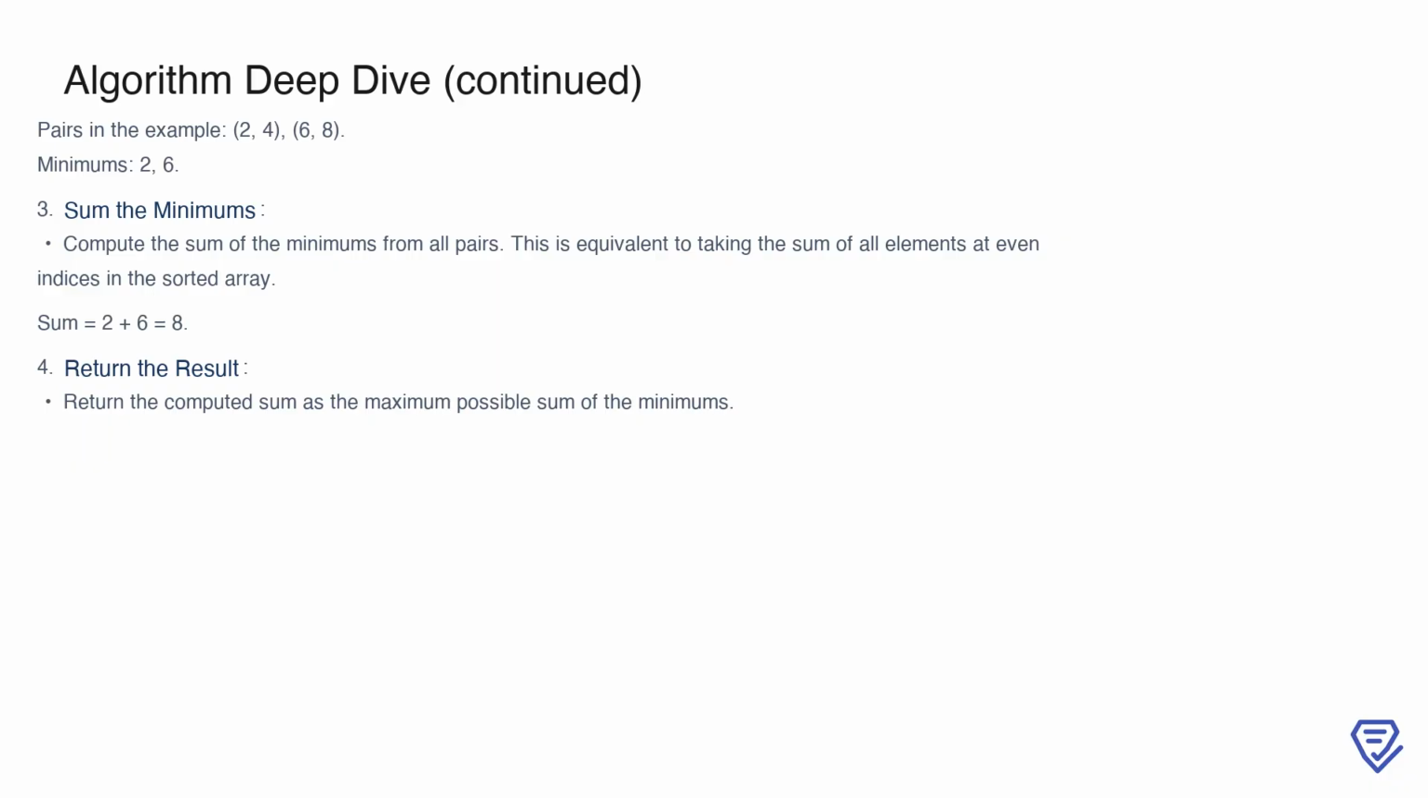The next step is to compute the sum of these minimum values, which simply involves summing the elements at even indices in the sorted array. In this case, the sum is 2 plus 6, which equals 8. This value represents the maximum possible sum of the minimums for this input array. Finally, the computed sum is returned as the result. This step-by-step process ensures that we achieve the optimal solution efficiently and correctly.